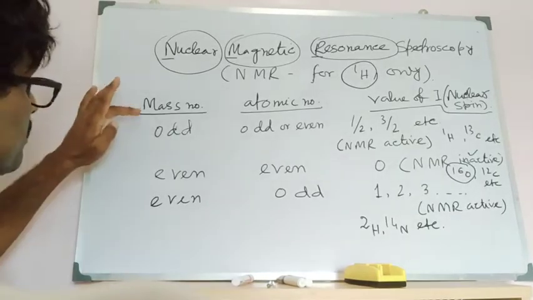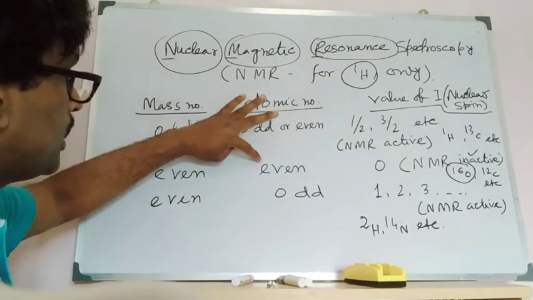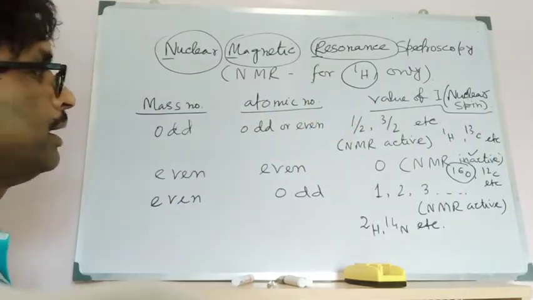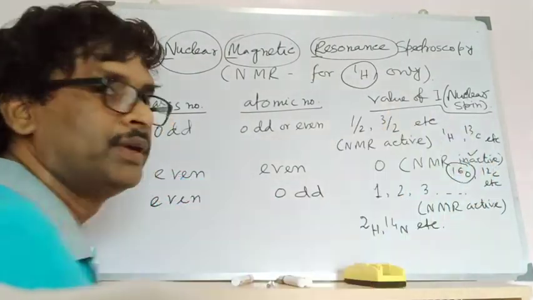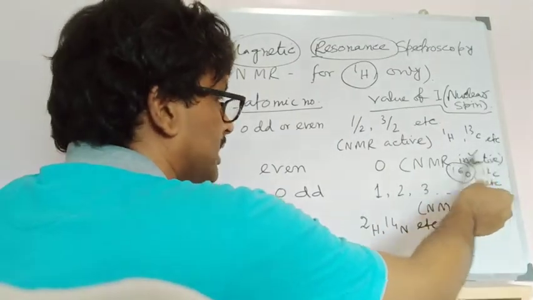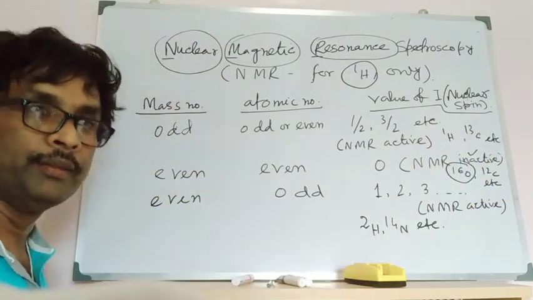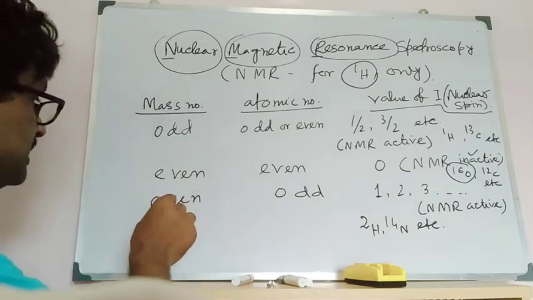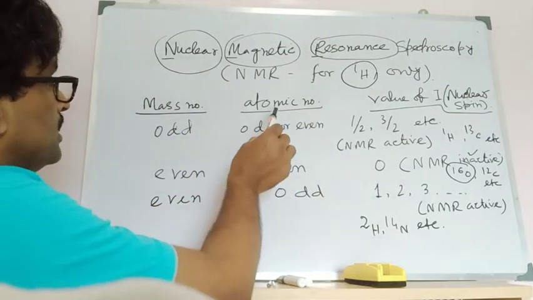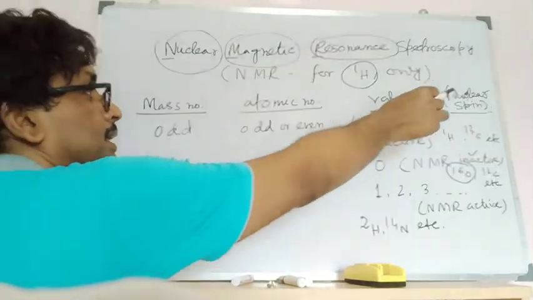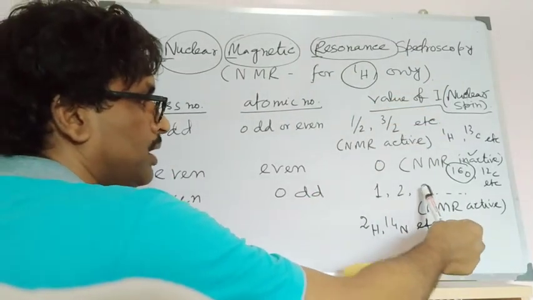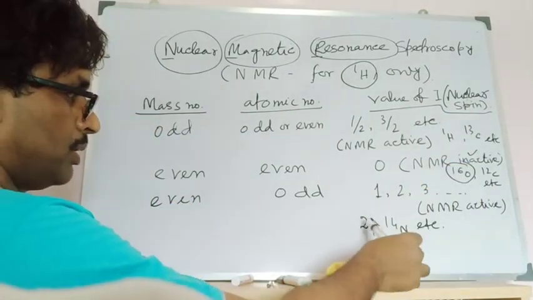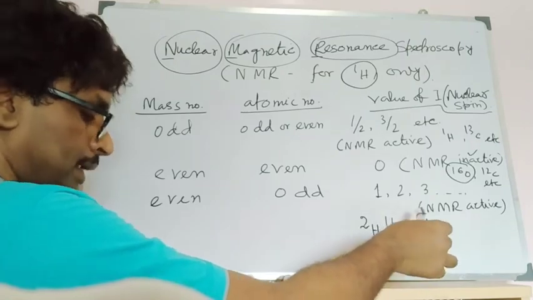Now, if the mass number and the atomic number are both even, then I will be 0, the spin vector will be 0, and clearly they will be NMR inactive. So 16O oxygen and 12C carbon are NMR inactive. Now, the other condition: if the mass number is even and the atomic number is odd, then the value of I is 1, 2, 3, etc., and it will still be NMR active. Examples of such nuclei are deuterium, 14N, etc.